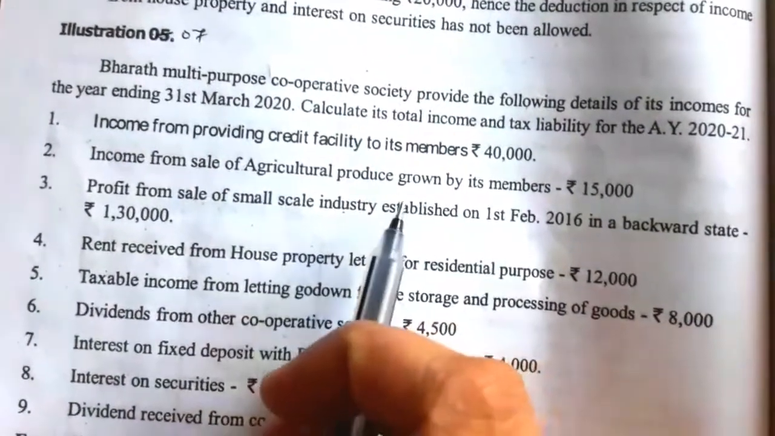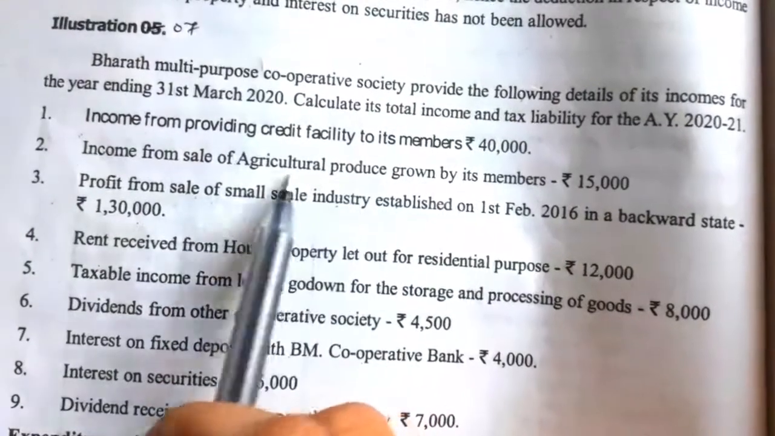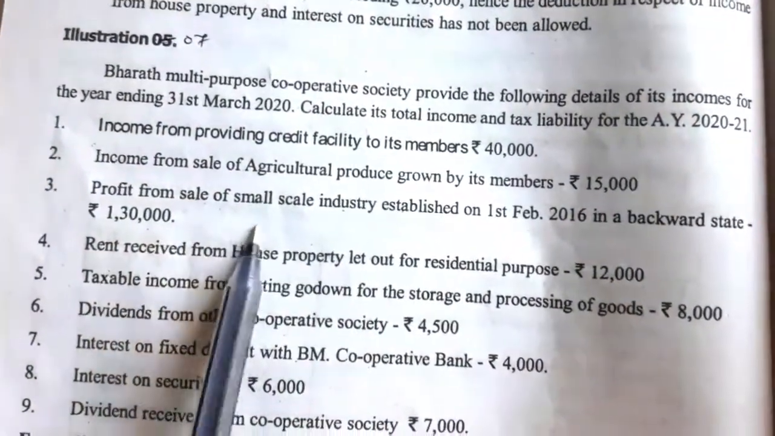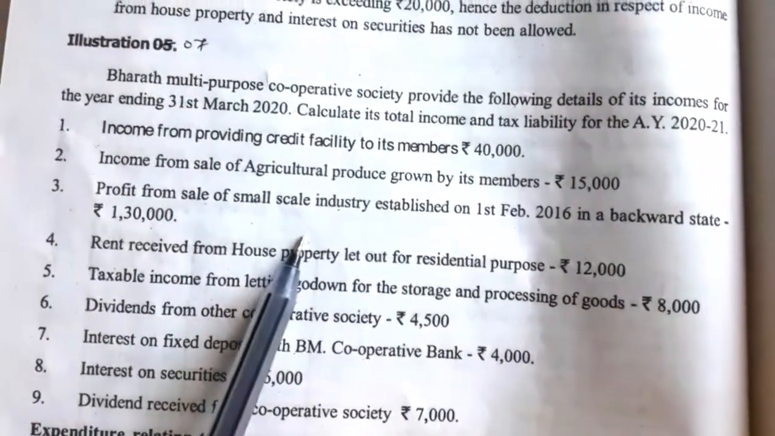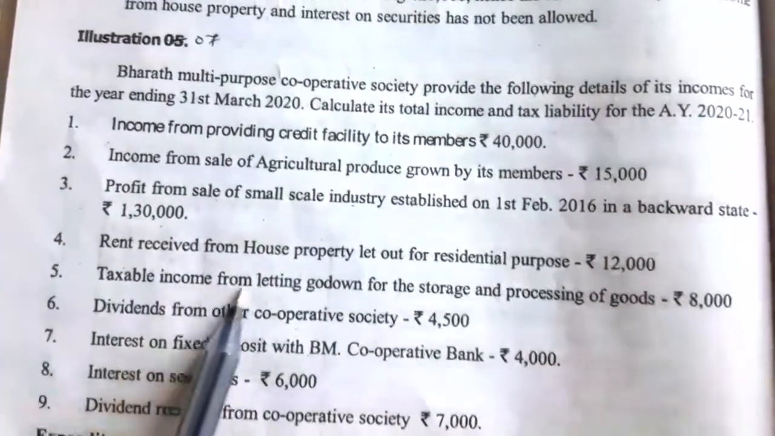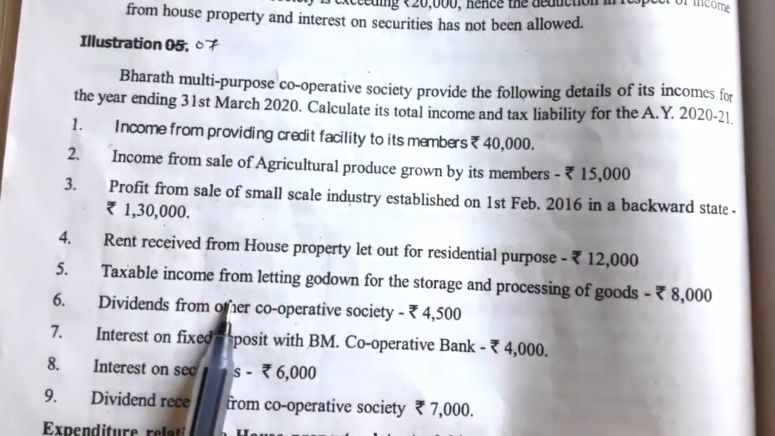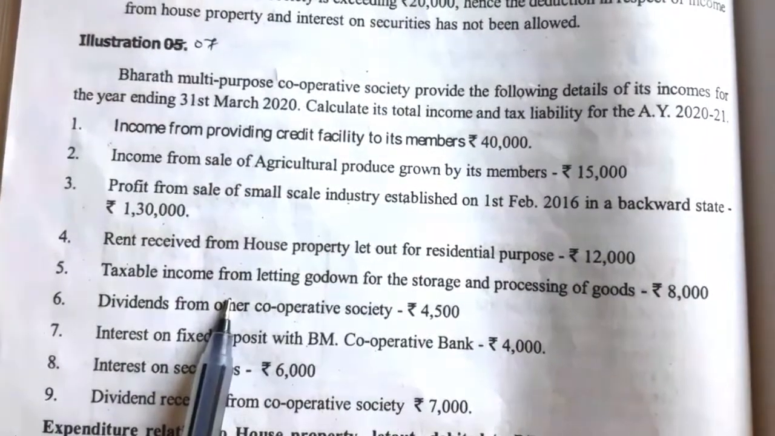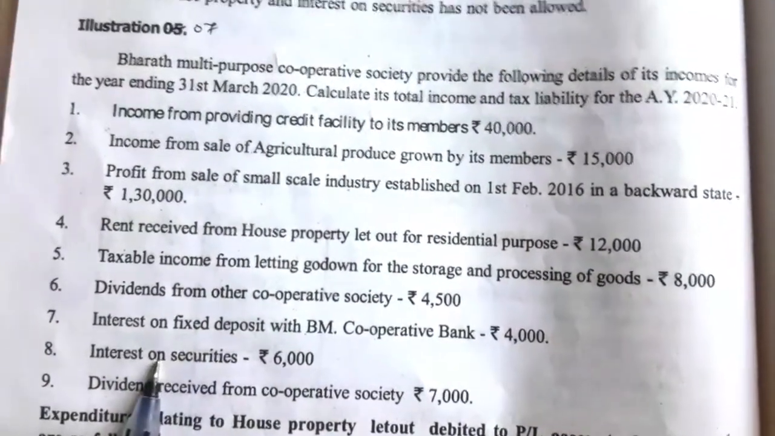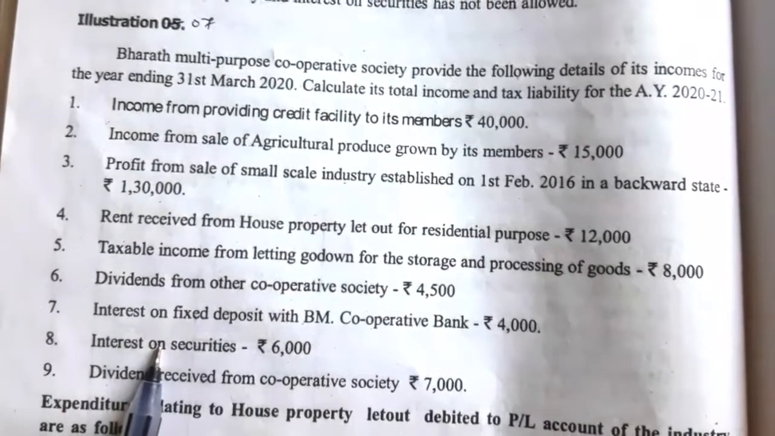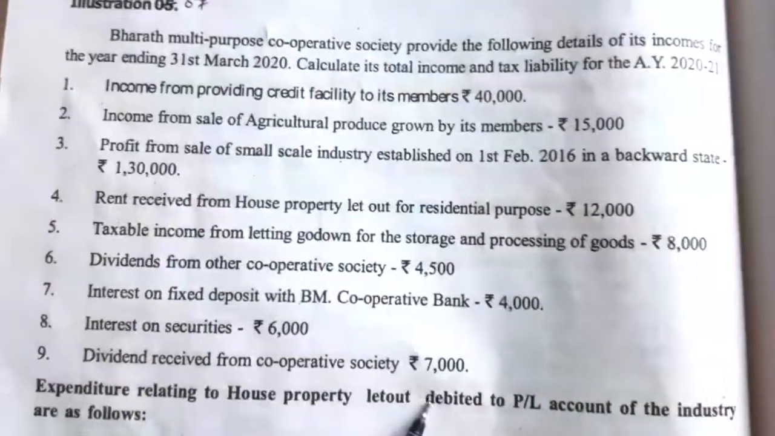Under that, income from providing credit facility to its members rupees 40,000, income from sale of agricultural produce grown by its members rupees 15,000, profit from sale of small scale industries established on 1st Feb 2016 in a backward state rupees 1,30,000, rent received from house property let out for residential purpose rupees 12,000, taxable income from letting go down for the storage and processing of goods rupees 8,000, dividend from other cooperative society rupees 4,500, interest on fixed deposit with BM Cooperative Bank rupees 4,000, interest on securities rupees 6,000, dividend received from cooperative society rupees 7,000.